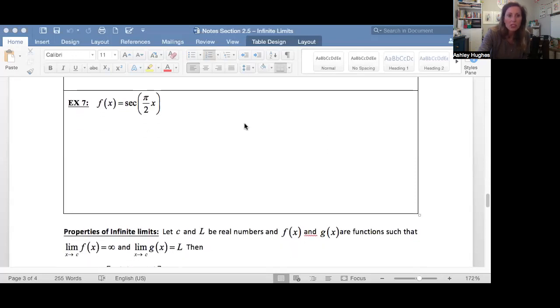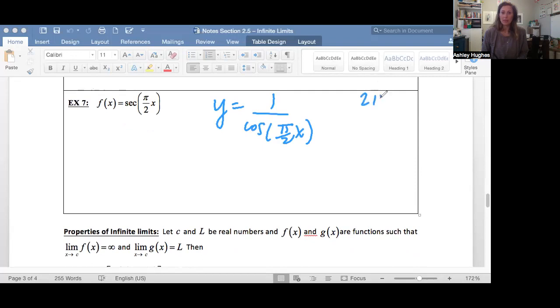So let's talk about what secant is. Secant is the reciprocal of cosine. We already talked about that. So this is like 1 over cosine of pi over 2 x. But I'm going to talk about how you graph this even without looking at the graphing calculator. If you remember, you're going to take 2 pi divided by b to get the new period. b is the number in front of x. So if I take 2 pi and then divide by pi over 2, that's 2 pi times 2 over pi. The pi's cancel, and that means my period is 4.